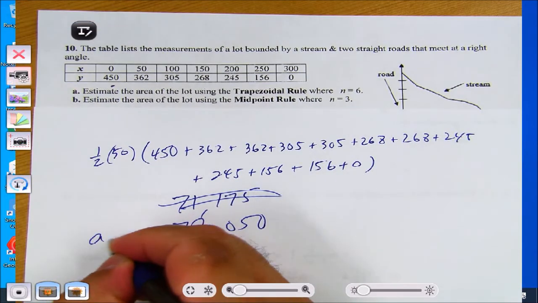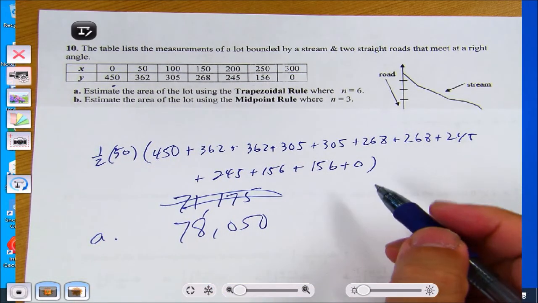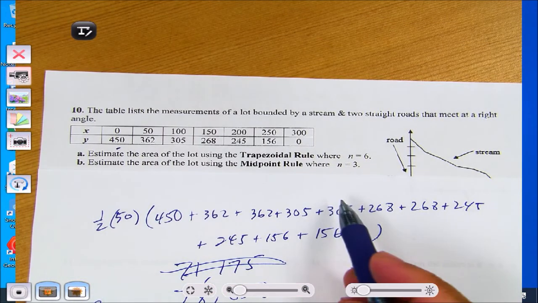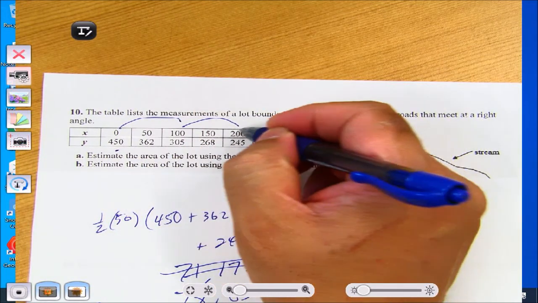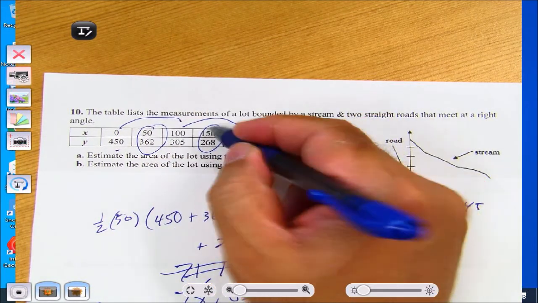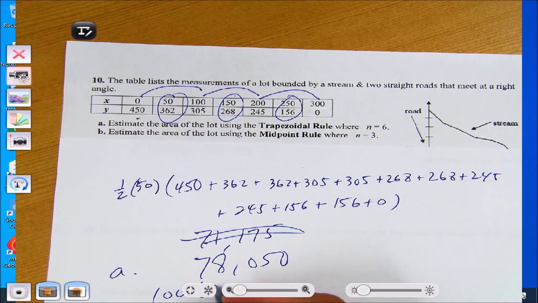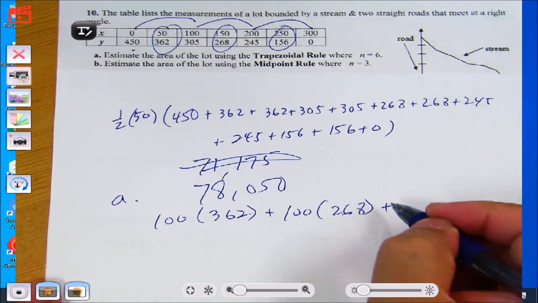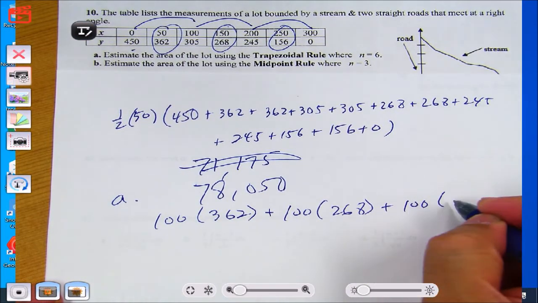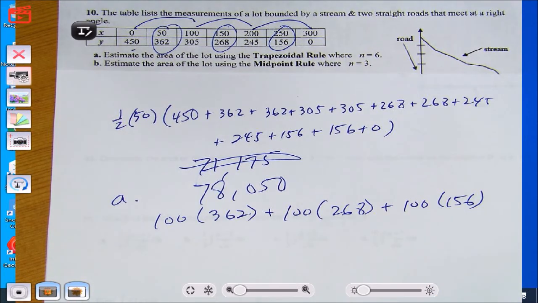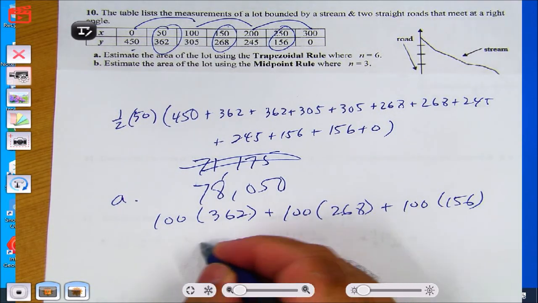Okay, that's the answer to 10A. 10B, midpoint rule, so n equals 3. That's 1, 2, 3. The midpoints are there, there, and there. The widths are 100. So it's 100 times 362 plus 100 times 268 plus 100 times 156. Did you put 100 in big parentheses? Yeah, in fact, that's how I'm putting it in the calculator. And I got 78,600. Yep.